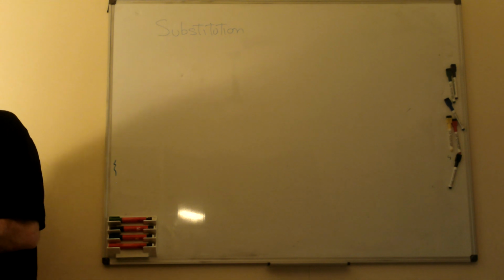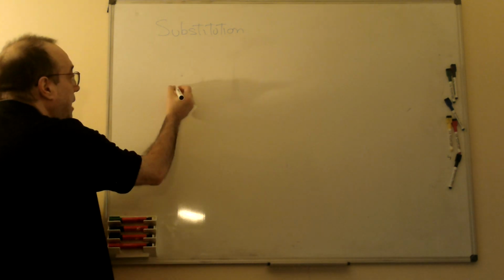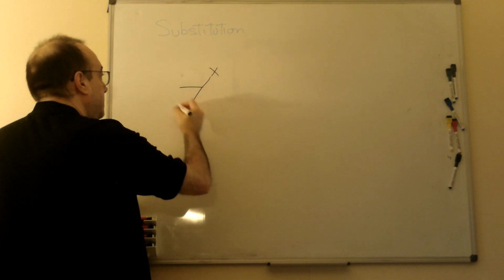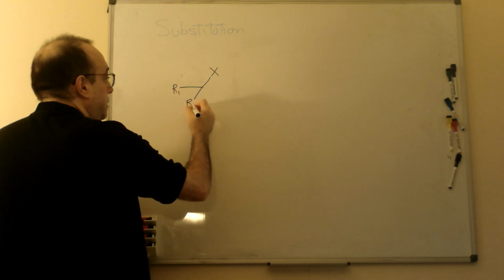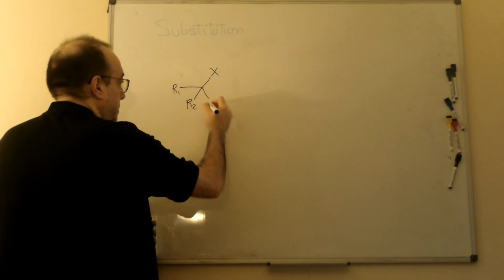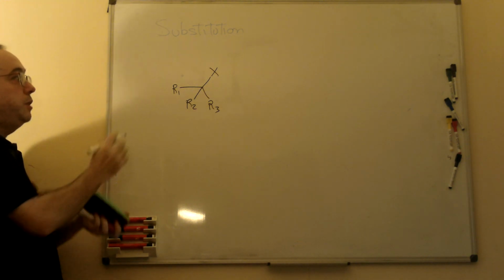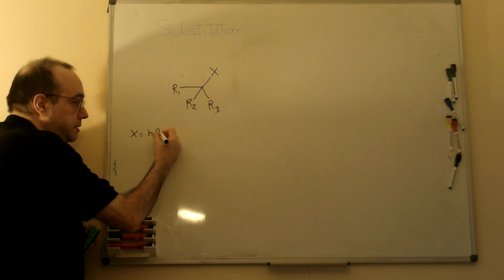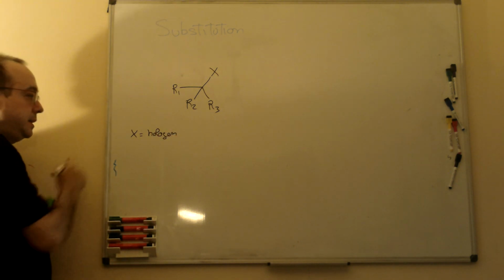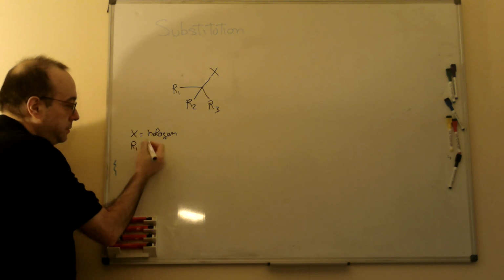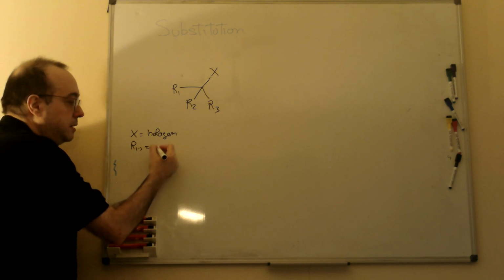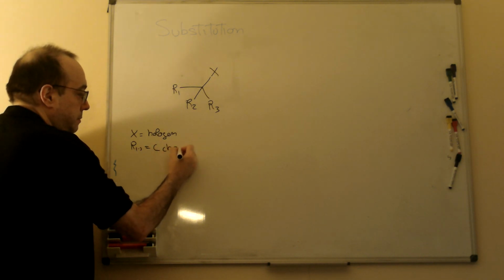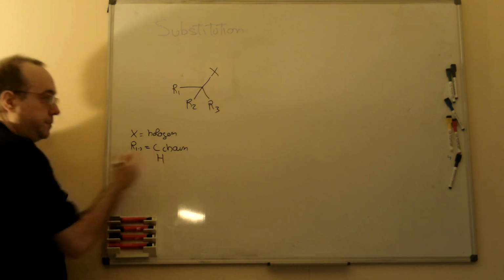Basically what we will do is to study how we can make this reaction. We have here a carbon that is bonded to X, where X is a halogen, and R1 to R3 is a carbon chain or a hydrogen.